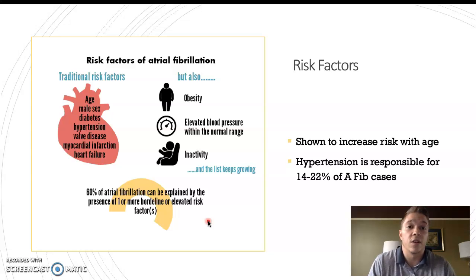60% of the time when an AFib is diagnosed, there are more than one issues being present at the same time. So, for example, somebody that's much older, say 70, 72 years old, with hypertension. Hypertension is responsible for 14 to 22% of AFib throughout the world, and therefore, if you're older and have hypertension, there's a very good chance that you're going to develop AFib.